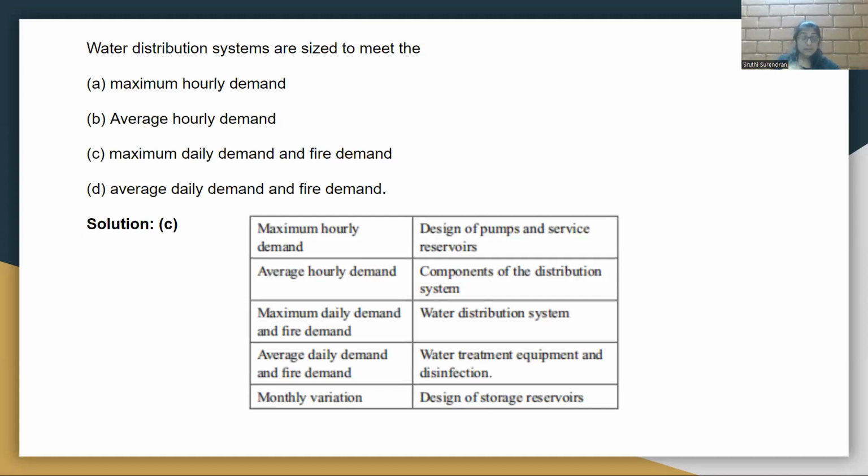So these are the design rates for different types of water supply systems. Maximum hourly demand is used when we are designing pumps and service reservoirs. Average hourly demand is used for components of the distribution systems like valves. Maximum daily demand and fire demand is for the water distribution system, consisting of all of the pipelines, the valves, everything. Average daily demand and fire demand is for water treatment equipment, and monthly variation is used for design of storage reservoirs. So having an idea about this would also be good.